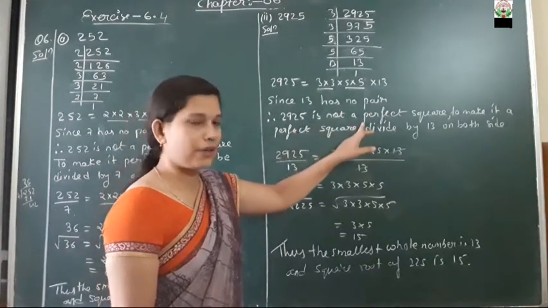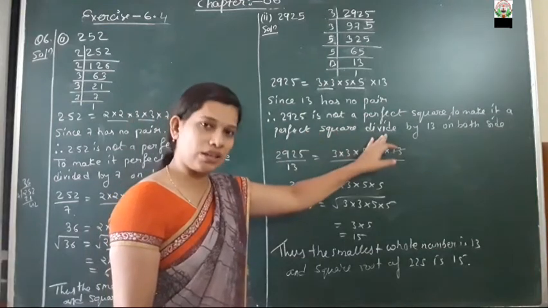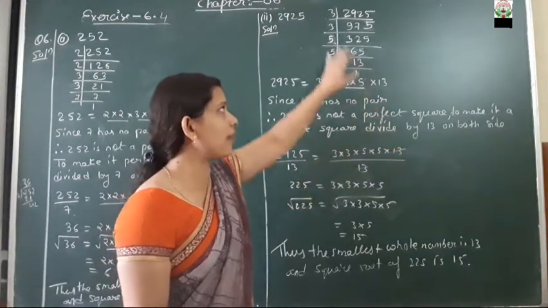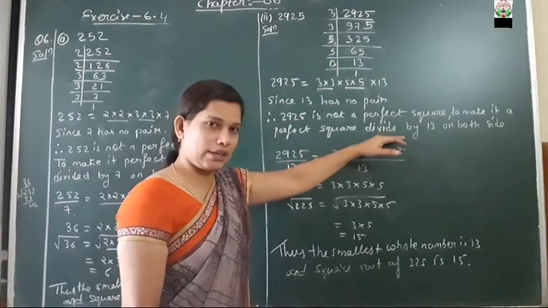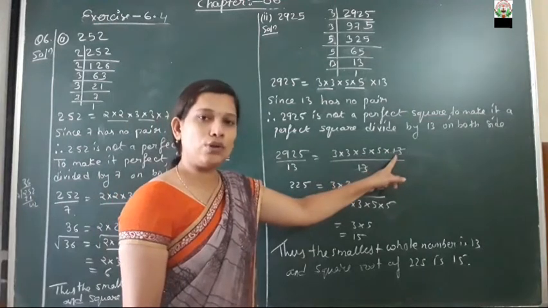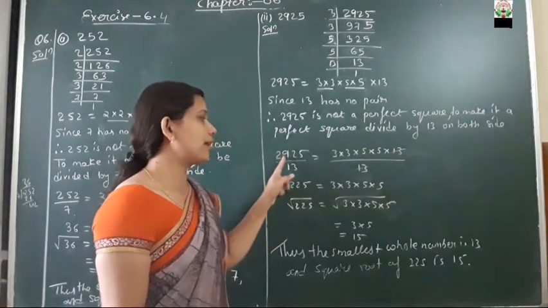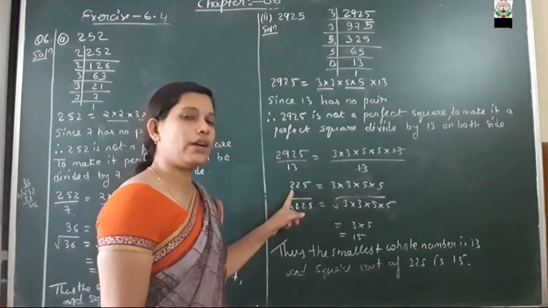Hence 2925 is not a perfect square. In order to make it a perfect square, we are going to divide by 13, which is the unpaired number in the factors of 2925, on both sides. So dividing by 13, it cancels from the numerator and denominator. Here 2925 will be divided by 13 to get the answer 225.